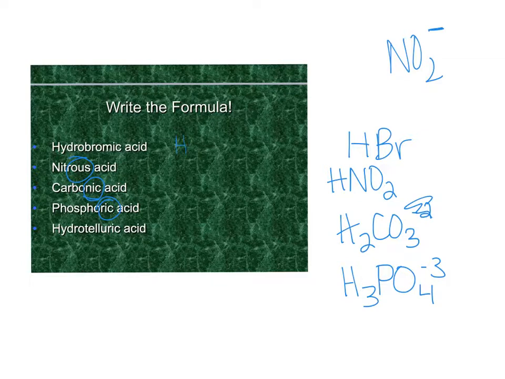And this last one, it starts with hydro, so what does that tell me? It's binary. All right, so we're just crisscrossing charges here. So we're going to put our H here, who's a plus. Tellurium is a 2-. We're going to crisscross. We got H2Te. Te, tellurium, number 52. Okay, all good? Erase it.